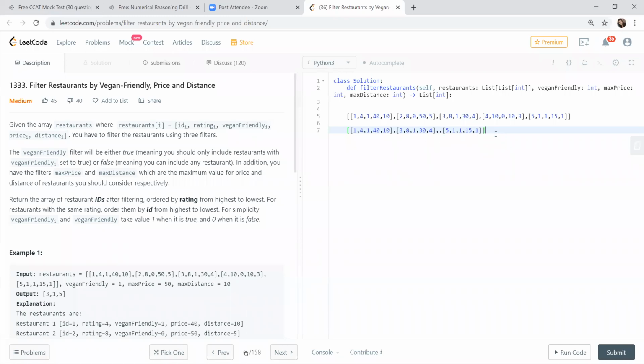So now we have these 3 and we need to return their index, which is like, I think this is 0, 1, 2, 3, 4. We need to return their index on the basis of the original array. Sorry, the IDs. We need to return the IDs on the basis of, first of all, the rating. So this is the highest rating. So first answer is 3.